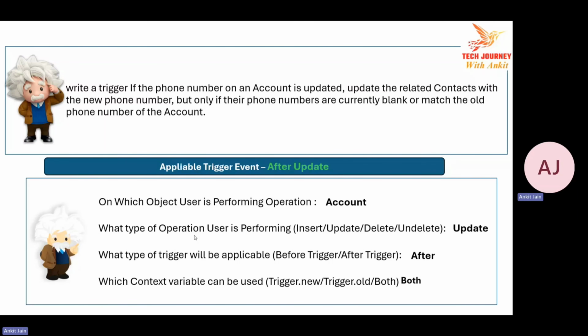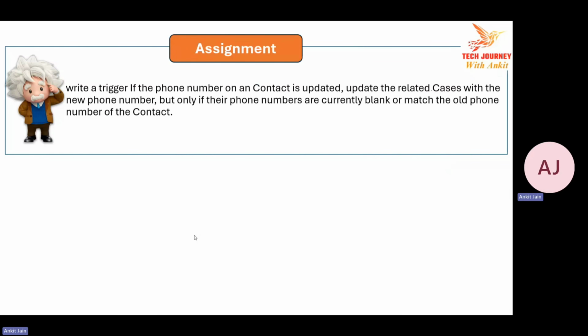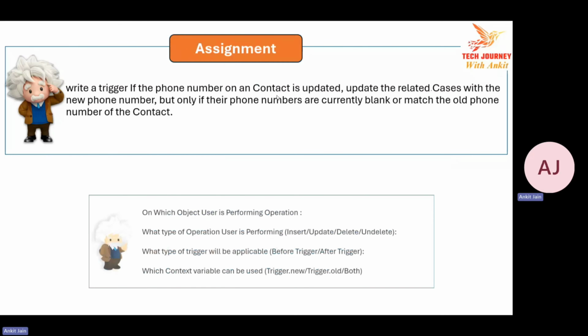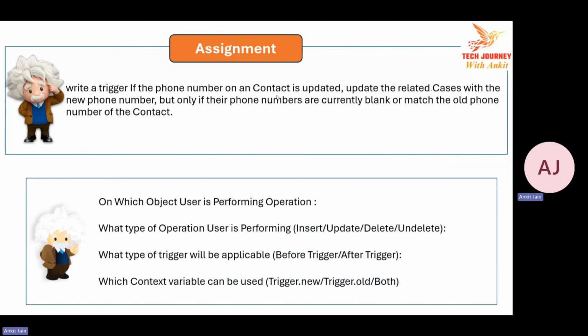Do practice this scenario. Again, this is the assignment that I have given, which is kind of the same as what we have just discussed. The only difference here is that the objects are changed. In this scenario, the requirement is, if the contact is updated with the phone number, you have to populate that updated phone number on the related cases of the contact, in case the phone number on the case is either blank or the same as the old phone number of the contact. To do this assignment, again, you have to answer these 4 questions like we have done in the previous one.